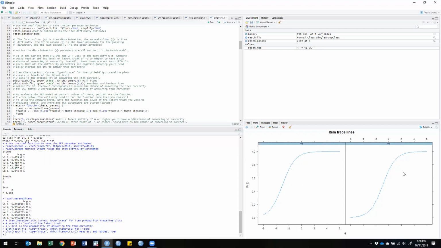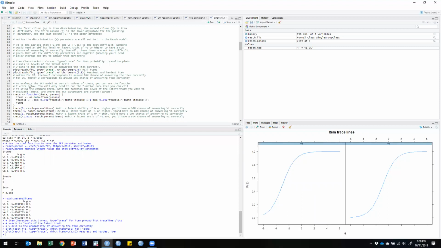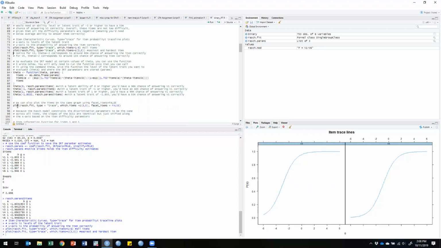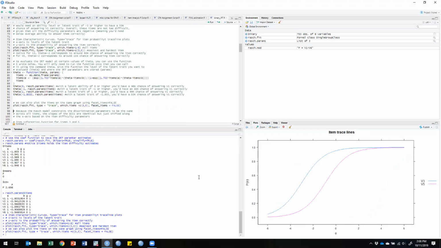And you can see how they're just shifted along the x-axis, depending on how difficult they are. It might be easier to actually view that. We can plot them on top of each other. If you add this facet items equals false here, it's a little bit easier. Now you can really see how the slopes of the lines are the same, but they're just shifted. Question 3 is, you can tell, an easier item.